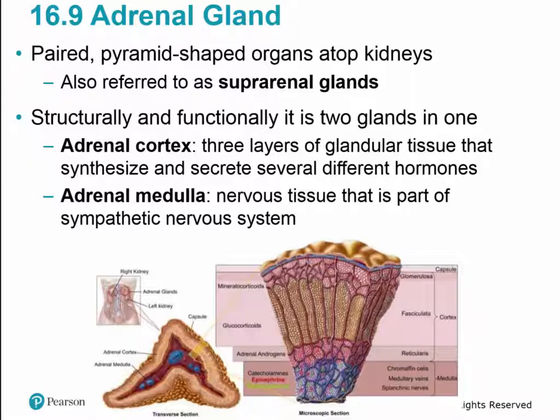So structurally and functionally, it is 2 glands in one. So it has both glandular tissue and nervous tissue, similar to like we had with the pituitary gland. So the adrenal cortex, or the outer region, consists of 3 different layers of glandular tissue that are going to secrete several different hormones that we'll look at. The adrenal medulla, or the middle portion, is going to be composed of nervous tissue that's part of the sympathetic nervous system, or that fight or flight nervous system.